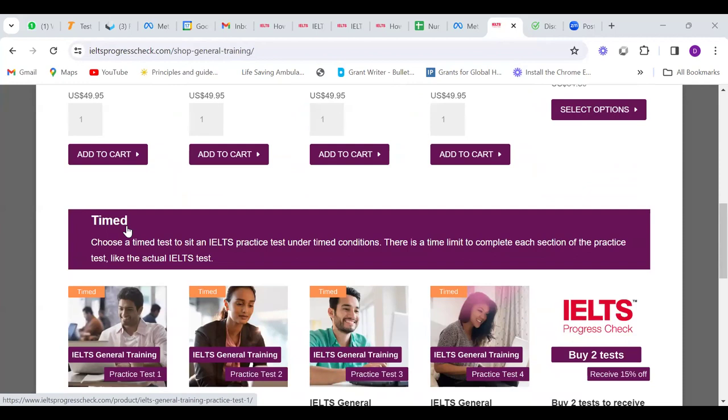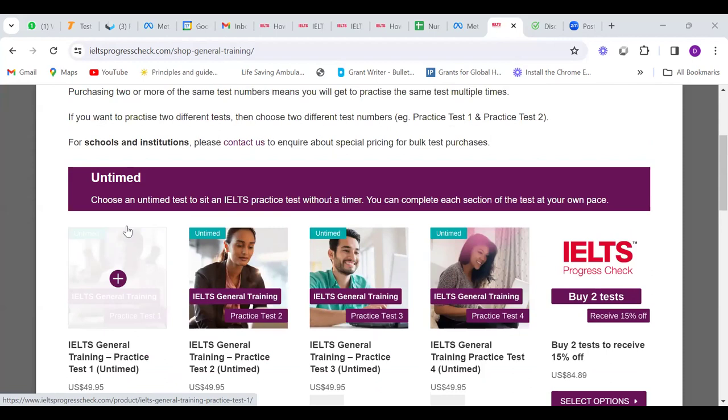And that will inform you of your, as we say in Ghana, your smoothness level. Whether you are really ready to take the IELTS and pass, or if you should take the IELTS now, you will fail, or you will not get the right band score. Okay, it's called IELTS progress check.